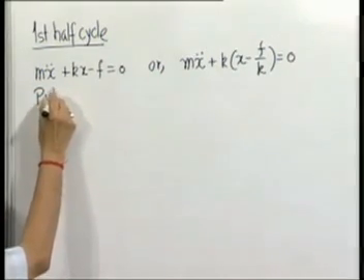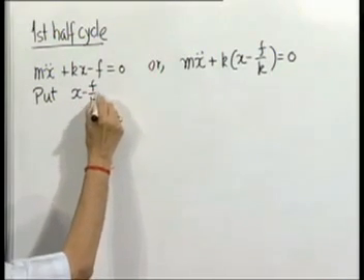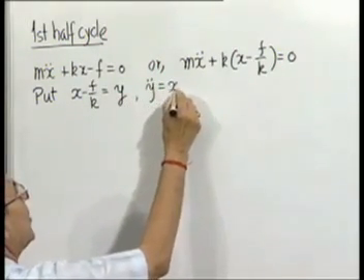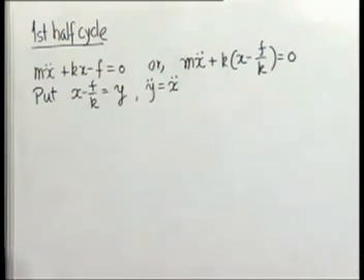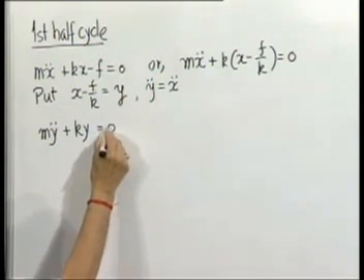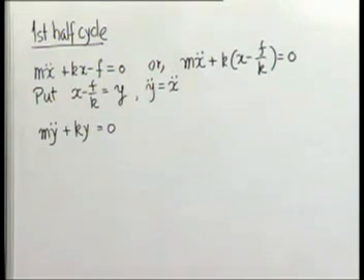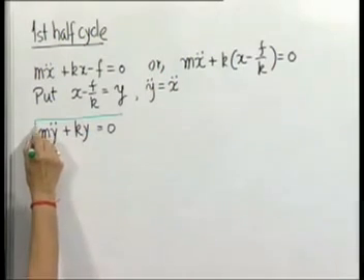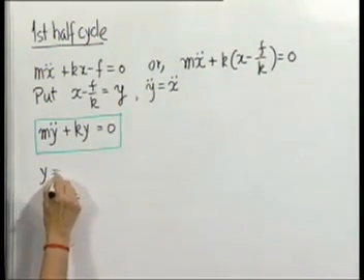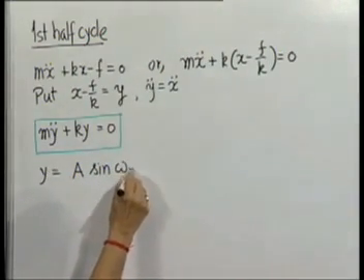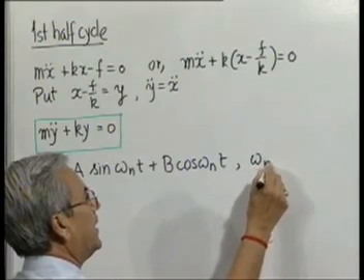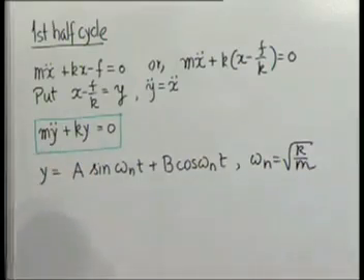Let us put y equal to x minus f by k. Then of course y double dot will be equal to x double dot, because f by k is constant. Thus the equation of motion in terms of the new variable y becomes m y double dot plus k y equal to 0. So we find that in terms of this new variable y, it is a familiar equation which we normally get. So what will be the solution for y? We know that the general solution for y will be A sine omega n t plus B cosine omega n t, where omega n is again the natural frequency of the system without any damping.